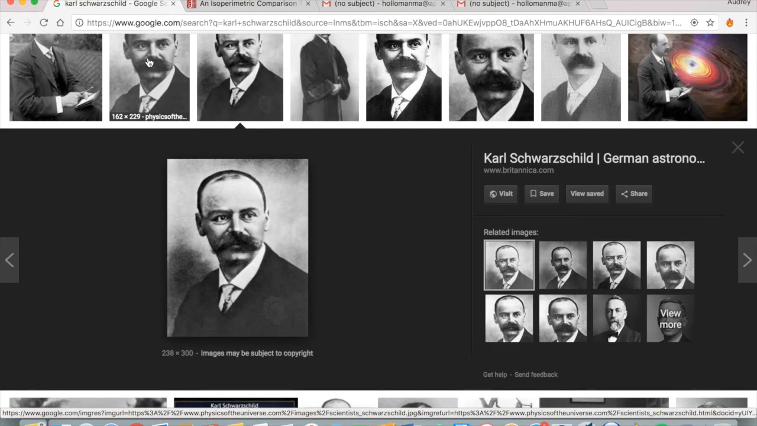This is Karl Schwarzschild. He was a German physicist and astronomer. He found the exact solution, the Schwarzschild solution, which is our metric. He did this in 1915 and published it in 1916, and it was the first exact solution to Einstein's field equations.